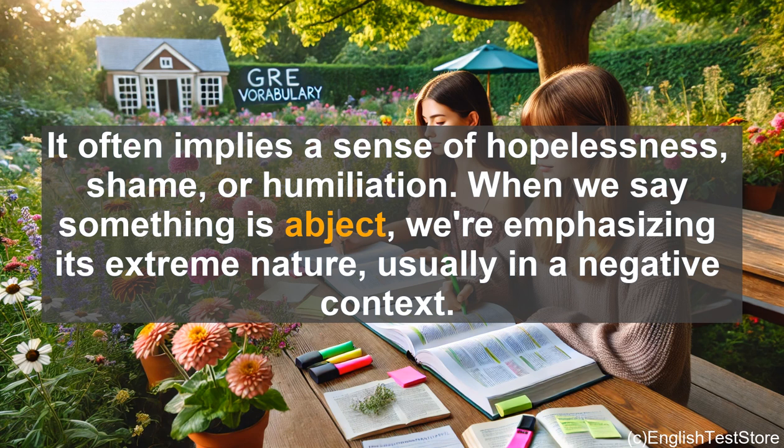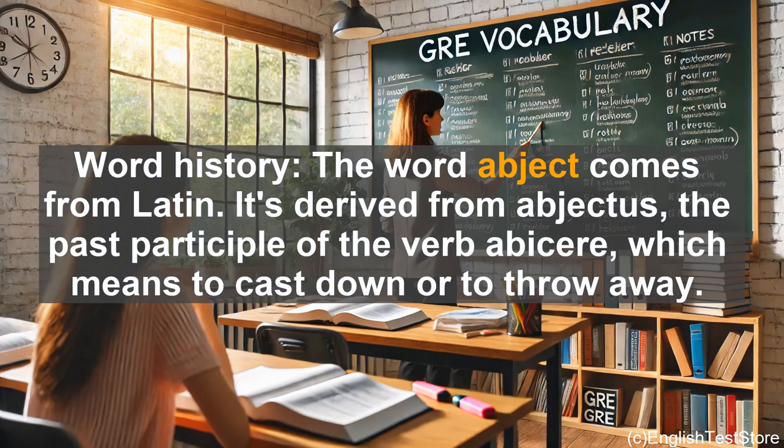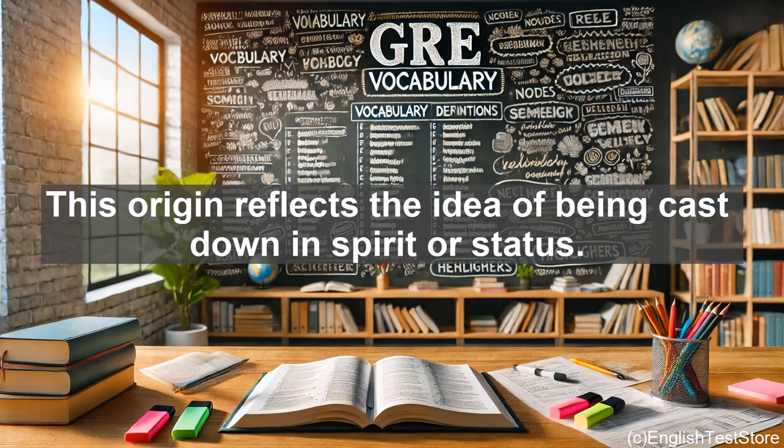When we say something is abject, we're emphasizing its extreme nature, usually in a negative context. Word history. The word abject comes from Latin. It's derived from abjectus, the past participle of the verb abjicere, which means to cast down or to throw away. This origin reflects the idea of being cast down in spirit or status.